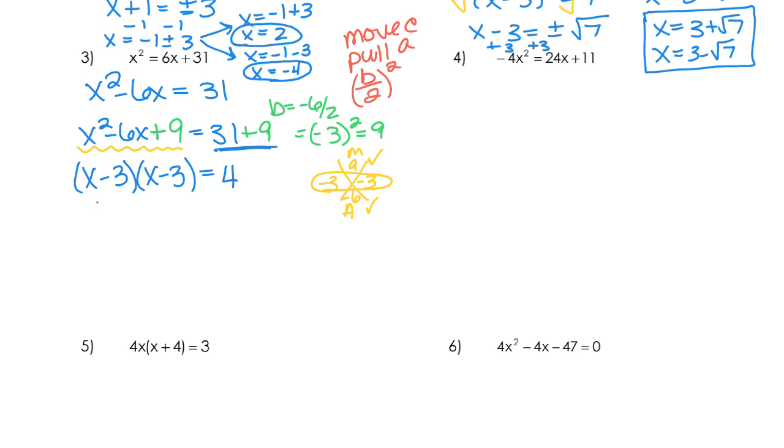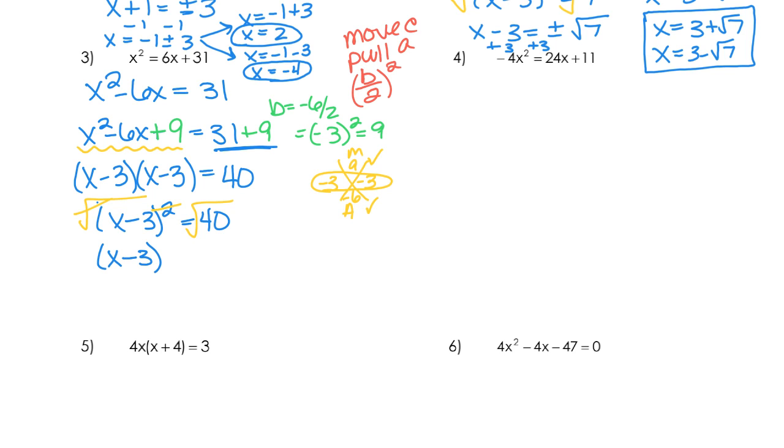31 and 9 make 40. And we're going to write this as one binomial, all squared. And then we can go ahead and solve for x now that it's a binomial squared. We square root both sides. Those cancel out, leaving me with just an x minus 3 on the side.